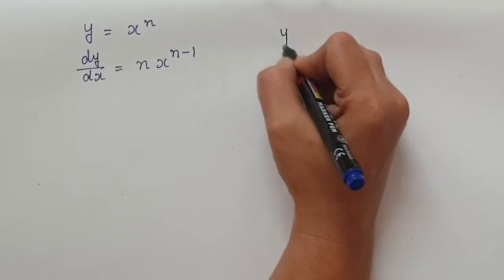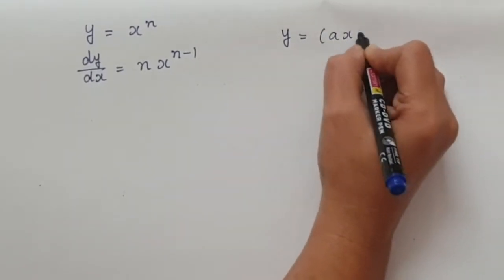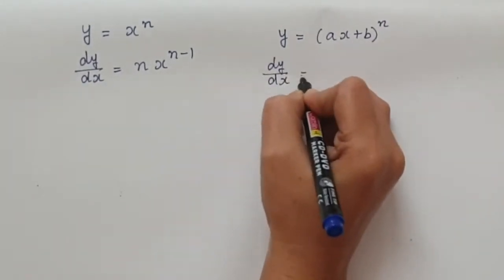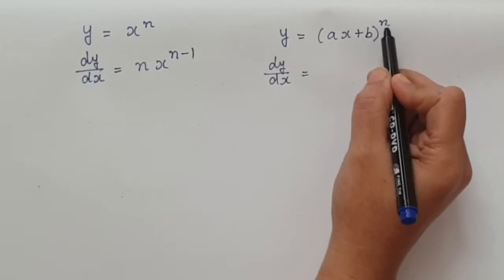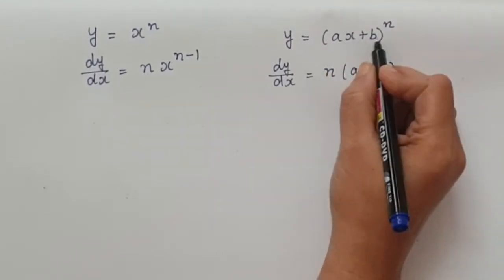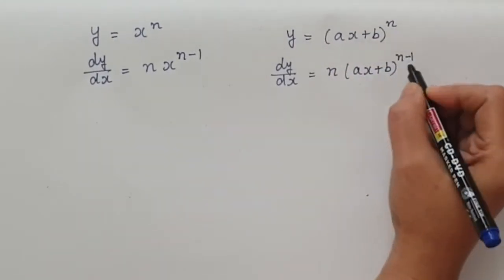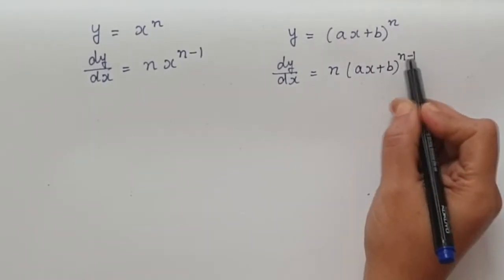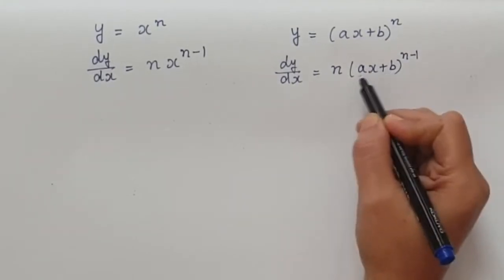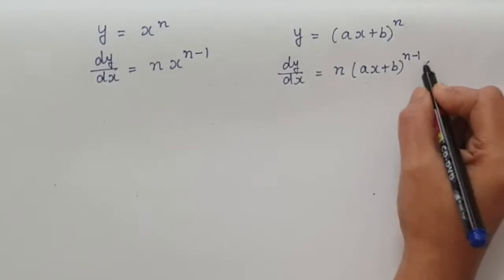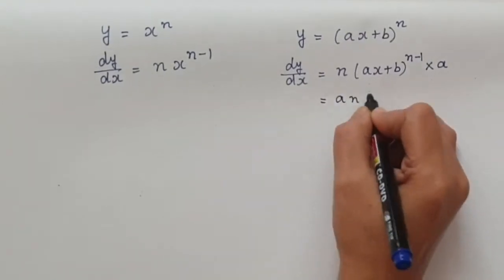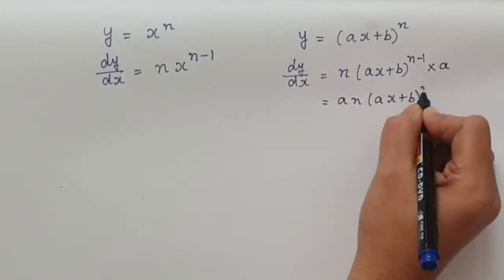In the same way, when we are using our chain rule, suppose y is (ax plus b) the whole power n. Then dy over dx will be equal to, this power has to be differentiated first. So we take it as n times (ax plus b), we don't make any changes inside the bracket, to the power of n minus 1. Then after we differentiate the power, we differentiate whatever is inside the bracket. So ax plus b, when you differentiate, is only a. So you write it as multiplied by a.